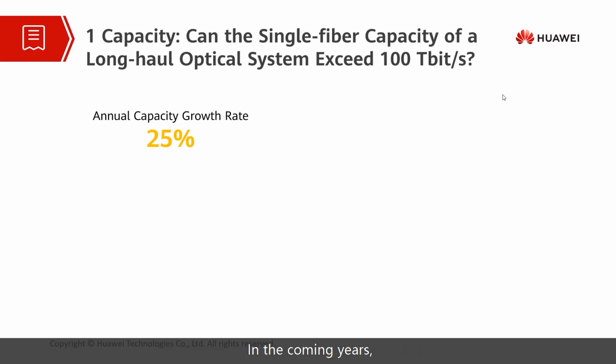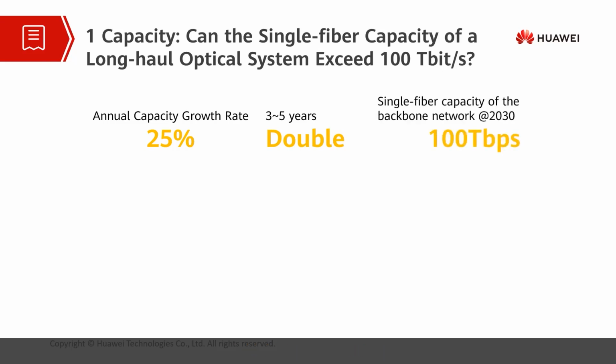In the coming years, long-haul optical networks will maintain a capacity growth rate of 25% to meet the requirements of new services like 5G, cloud VR, 4K video, and data center traffic growth. Based on this logic, long-haul optical network bandwidth will double within 3 to 5 years. It is estimated that by 2030, we can reach a single fiber capacity of 100 terabits per second.